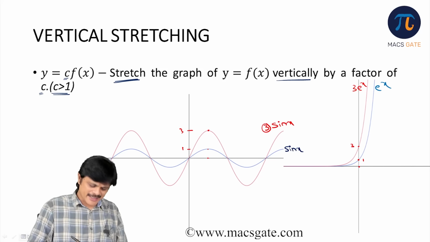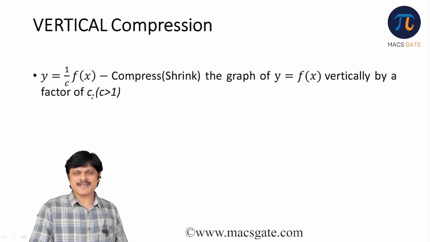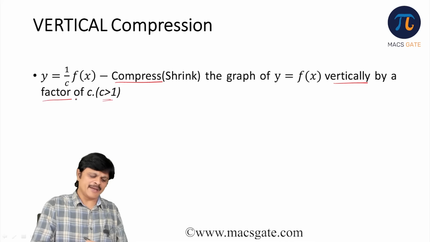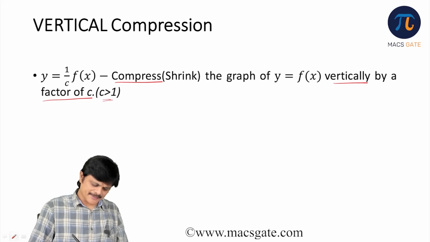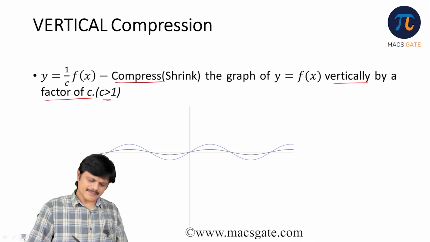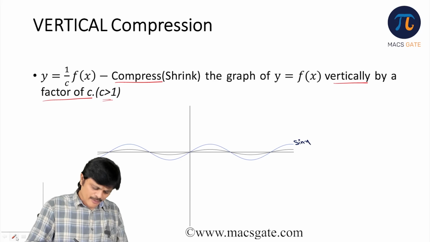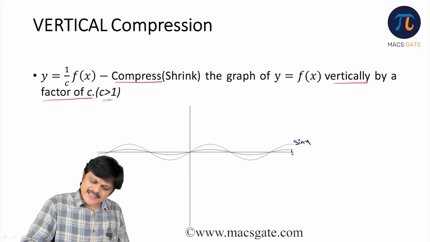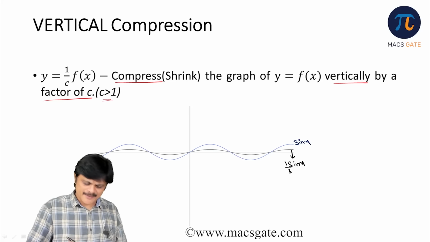We can also understand vertical compression. We have to divide by c for that. This is vertical compression: 1 by c times f(x), where c is greater than 1. The graph shrinks vertically by a factor of c. Let us understand this with an example. The blue one is your sin x, and the black one is 1 by 3 times sin x.